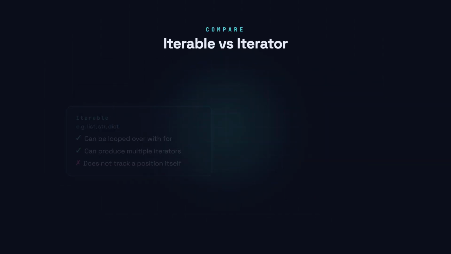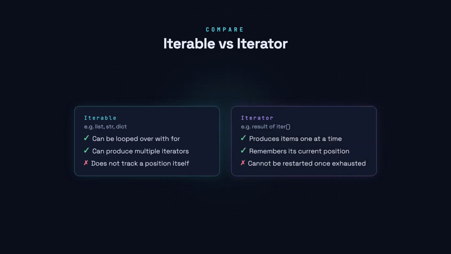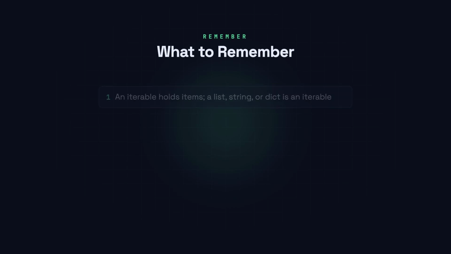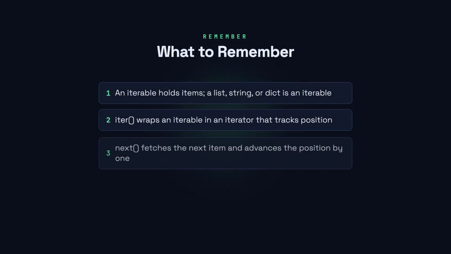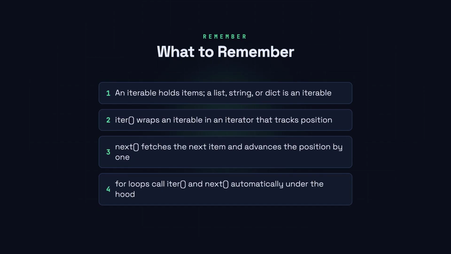To summarize the difference, an iterable is the source of data, while an iterator is the stateful cursor that walks through that data one step at a time. Every time you write a for loop, Python quietly creates an iterator for you. Now you know exactly what is happening behind the scenes each time you loop over a collection.